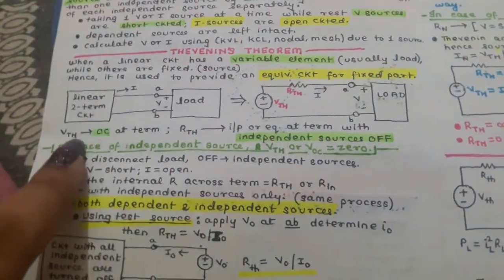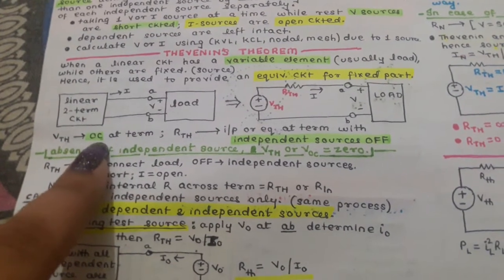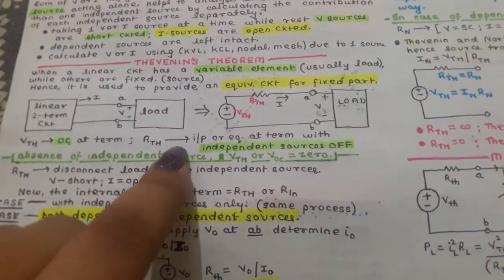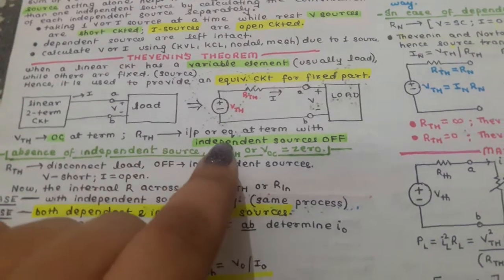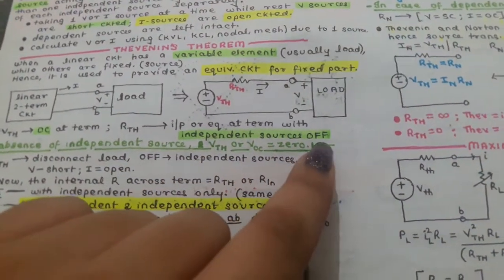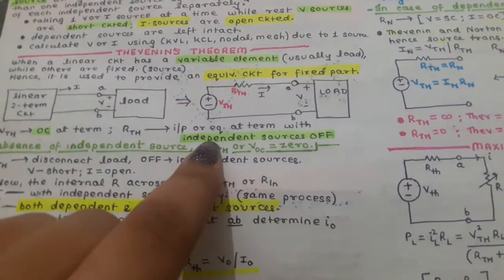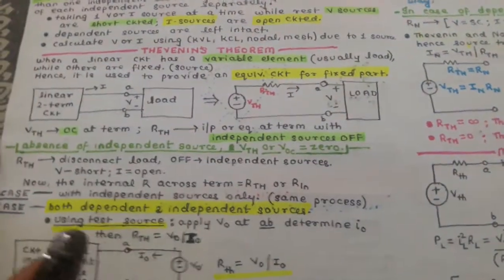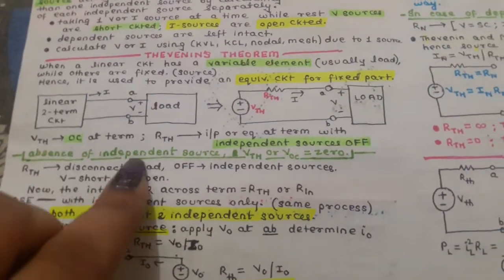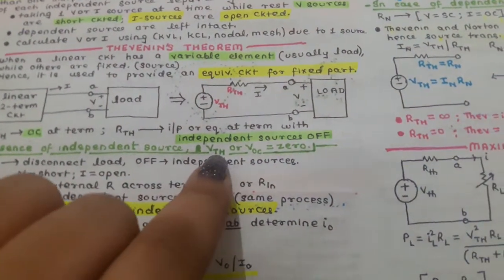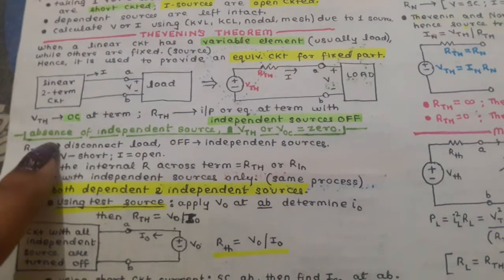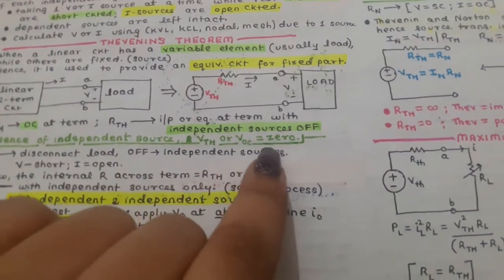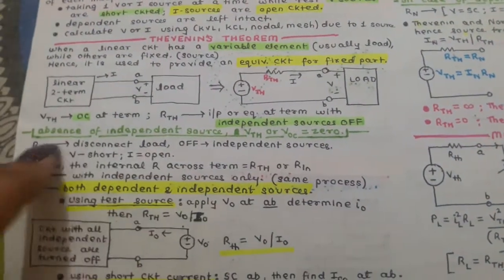To find VTH we have open circuit terminals. We are open circuiting the terminals and then calculating the VTH, while for calculating RTH we have independent sources turned off. We have all the sources turned off and then we find the internal resistance of this particular section of the circuit. Now, an important thing to remember is that absence of independent sources leads to VTH equals 0. If in a particular question it is asked that there are no independent sources and then you calculate so and so, you directly mark the option 0. You need not calculate, they are simply trying to waste your time.